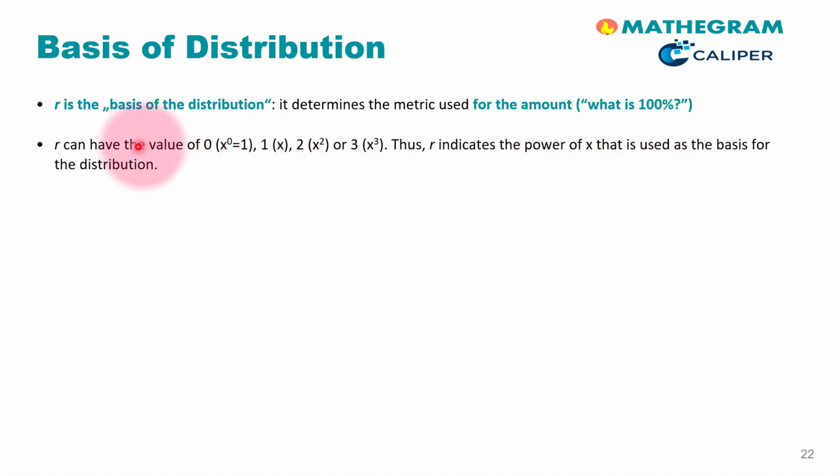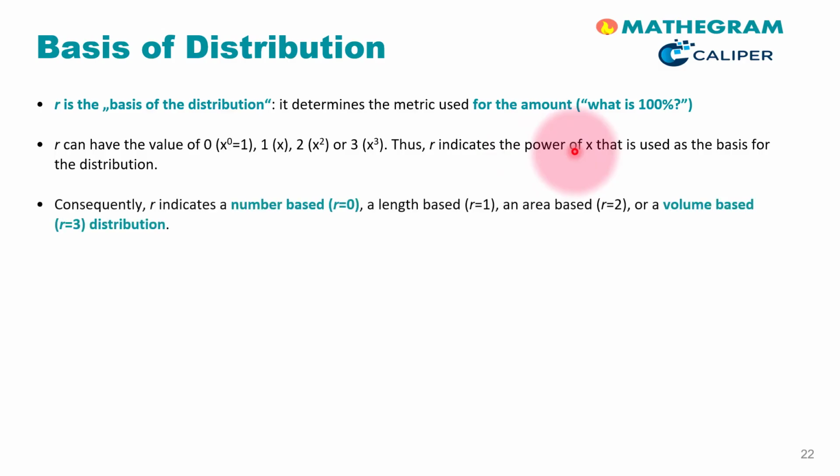R can have integer values, meaning 0 for the size metric to the power of 0, meaning a dimensionless quantity, 1 for the size metric to the power of 1, thus a length x, and so on. Clearly, R simply indicates the power of x that is used as the basis for the distribution. Consequently, R indicates a number based distribution in case R is 0, a length based if R is 1, an area based if R is 2, and a volume based if R is 3.